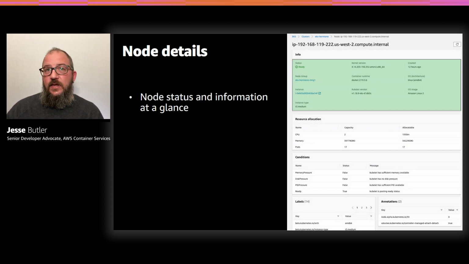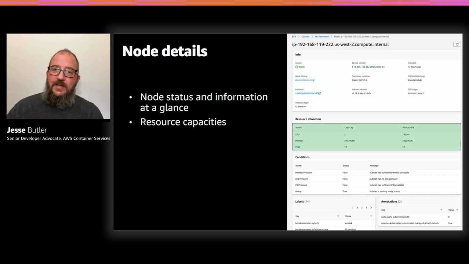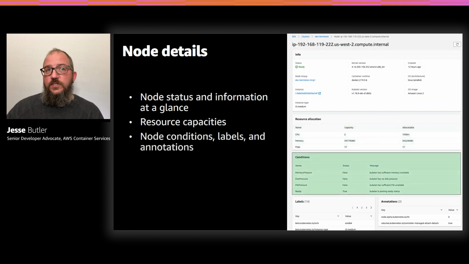And there is a link here as well to the EC2 instance, if it's EC2 backed, and also a link to the node group. And you can see quickly the resource allocation, the capacities and the allocation. So you can see what the total capacity is and then what's remaining to be allocated. And any conditions on the node are seen at a glance here too, as well as your labels and annotations.